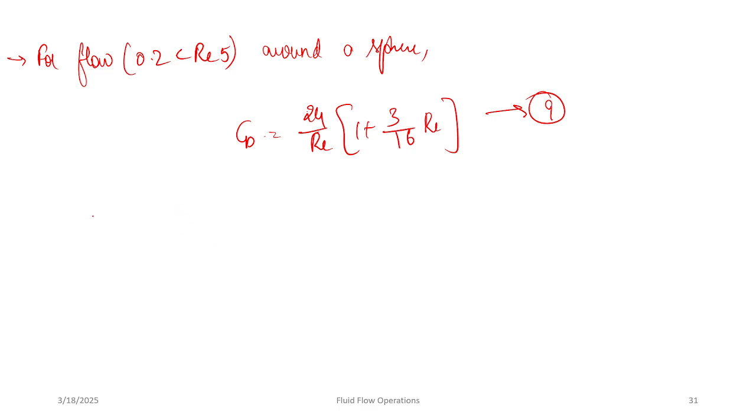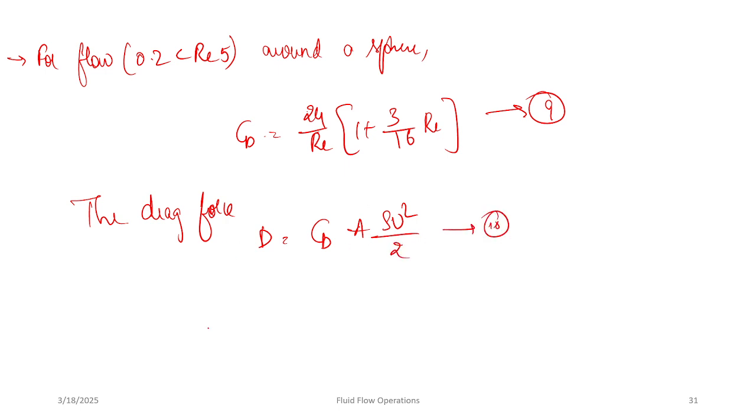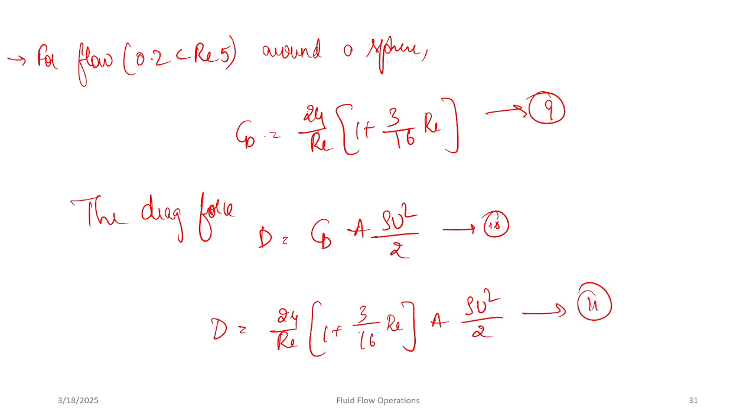Also, the drag force D will be equal to CD into A rho U square by 2. So if you substitute CD here, the drag force becomes 24 by RE into 1 plus 3 by 16 into RE, into A into rho U square by 2. This becomes equation number 11.